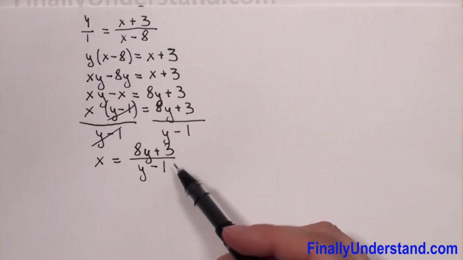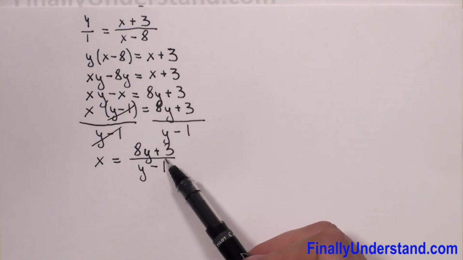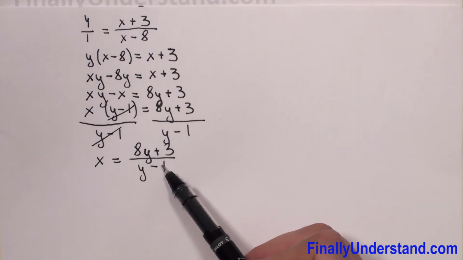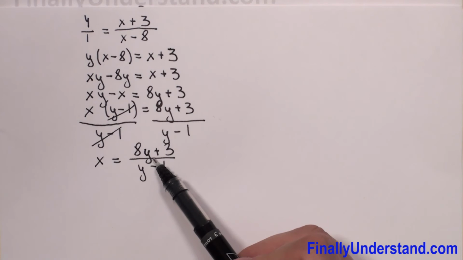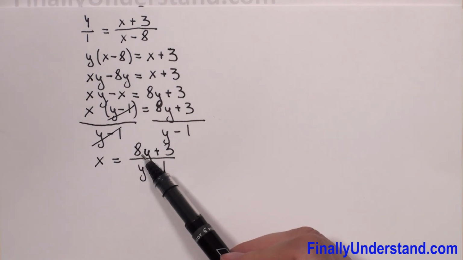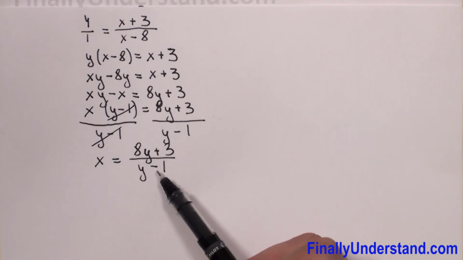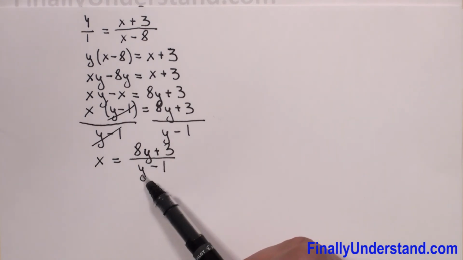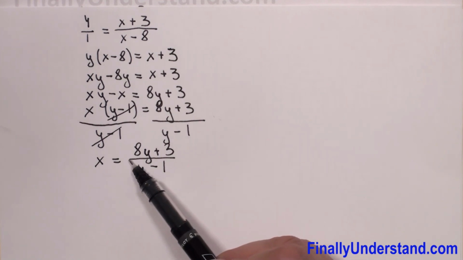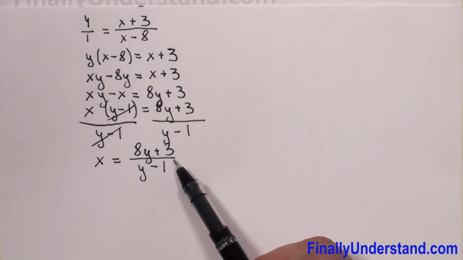So let's see what we have now here on the right side. What kind of operation do we have with y? We have multiplication. We can multiply 8 by every real number. We can add 3. We can subtract 1 from every real number. But we have here also a fraction bar.